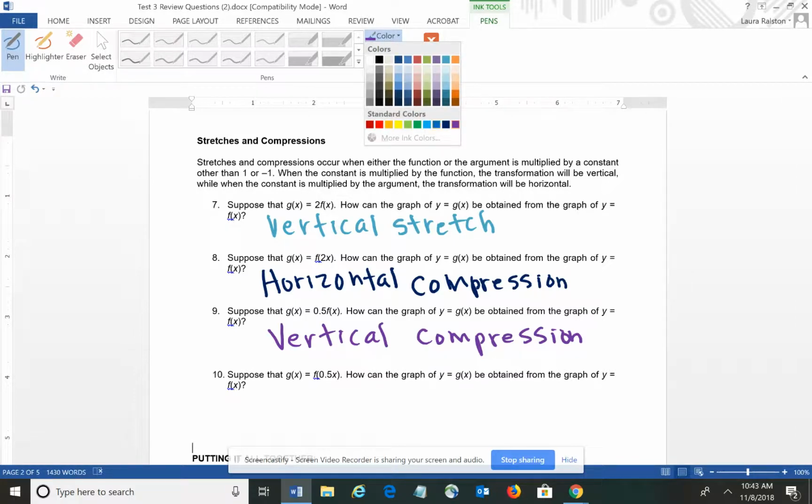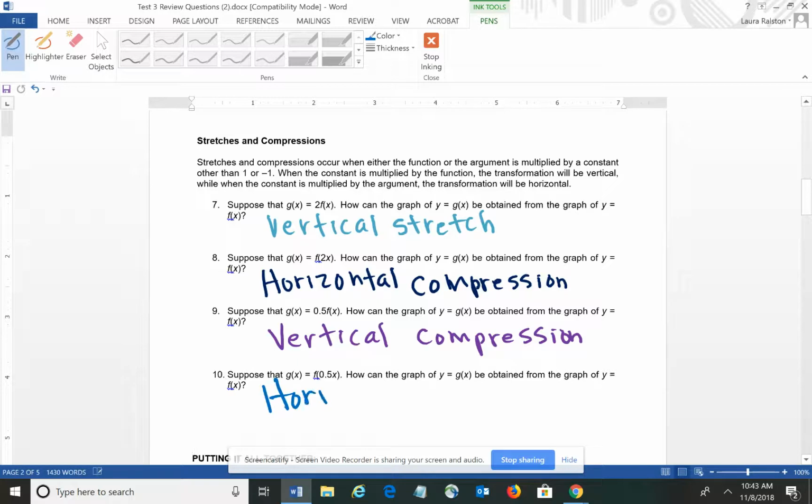So for number 10, the 0.5 or the 1/2 is inside the parentheses with the x, which is going to make it horizontal because it's affecting the x, and it's going to be a horizontal stretch.